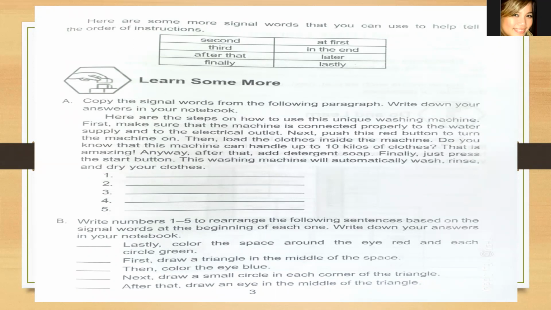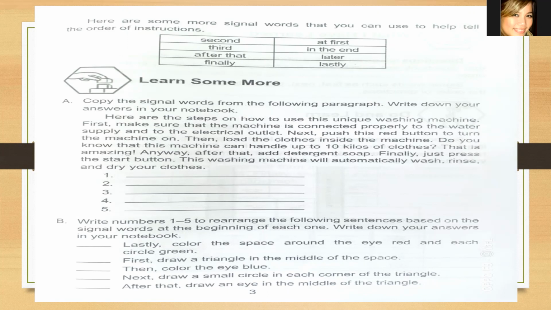Alright. So learn some more. Okay, letter A. Tan-awon na nato tong answer sheet, everyone. Copy the signal words from the following paragraph. Write down your answers in your answer sheets. So now my 1, 2, 3, 4, 5, all you need to do is just to copy. Kopyahon na ninyo kung asa ang signal words or kung unsa ang mga signal words nga makita ninyo sa paragraph below.